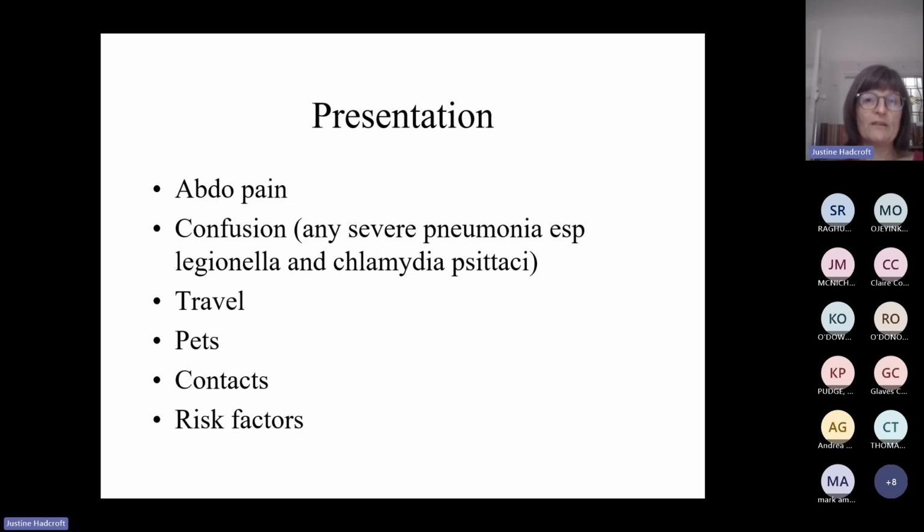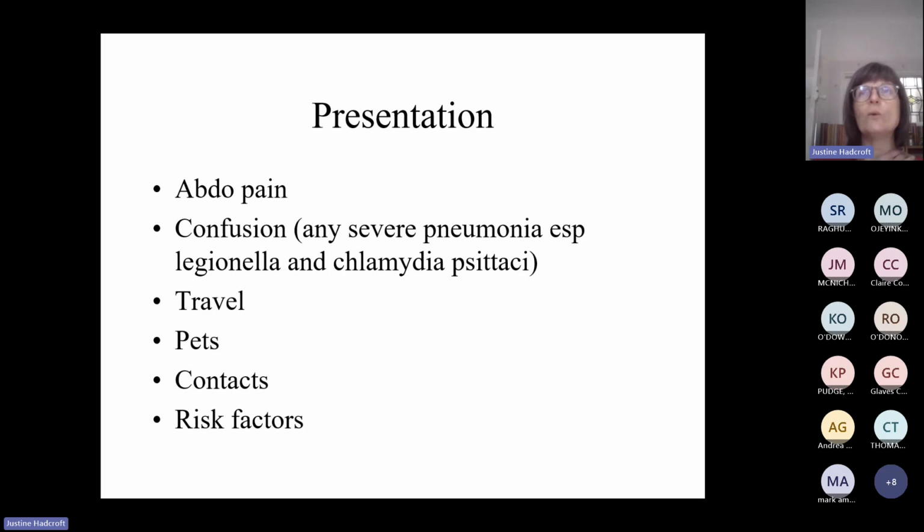Confusion is a worrying symptom because it can be a marker of severe pneumonia. It can suggest severe infection. It can suggest hypoxia. Sometimes it might point to Legionella or chlamydia. So if somebody's confused, you'd worry a bit more about those two, or the fact that somebody might have a very severe pneumonia. It's worth asking about travel.